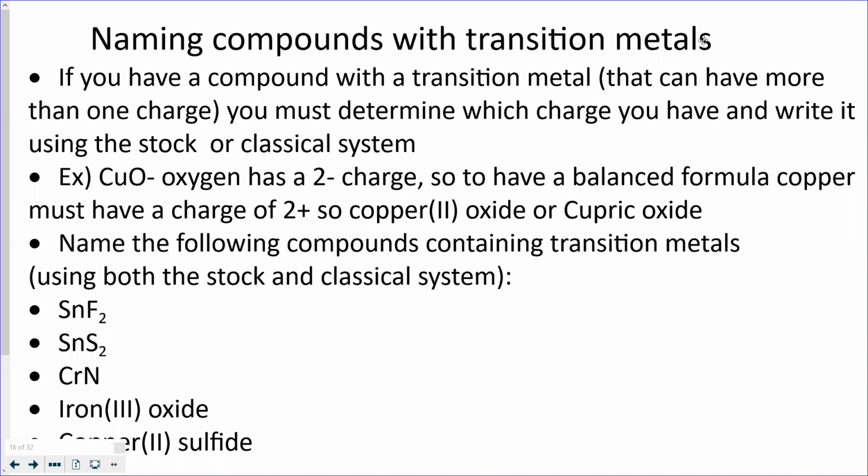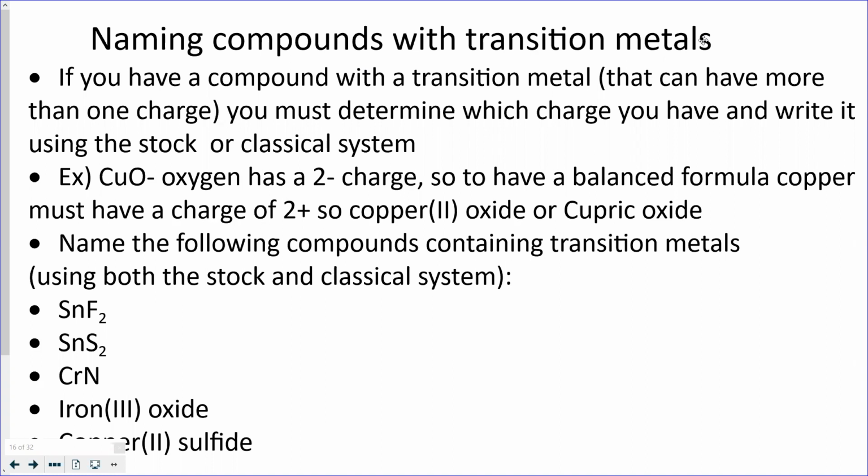All right, so actually let's put this to practice. If we have a compound that has a transition metal that can have more than one charge, so not the silver, zinc, or cadmium, we have to figure out which charge we have and write it using the stock system, or if you're in honors, add the classical system, which will be in a separate video.